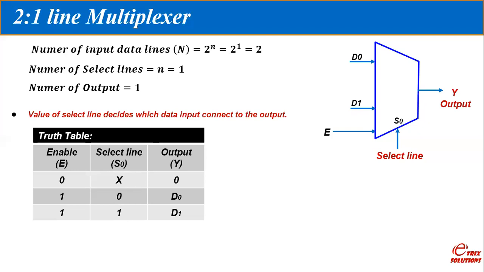And from the truth table we can write the boolean expression of the output function. So the boolean expression will be Y equals S0 bar D0 E plus S0 D1 E.